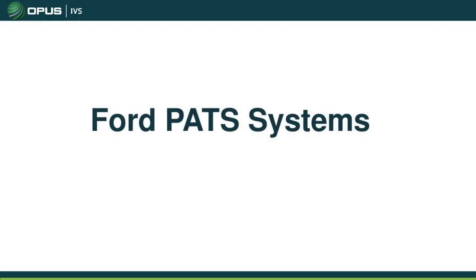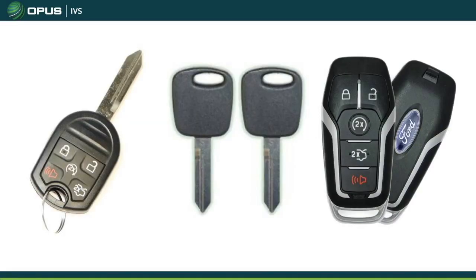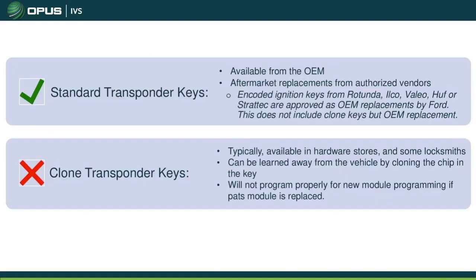So as we're talking about Ford PATS systems here, we've got old keys, new keys, smart keys. All in all, the systems are pretty basic. We have 2 main types of keys besides wireless or not: OEM style keys that are programmed to the vehicle on site. You can get them from the dealership or through locksmiths, but they're the ones where you need the car and software to pair them up.